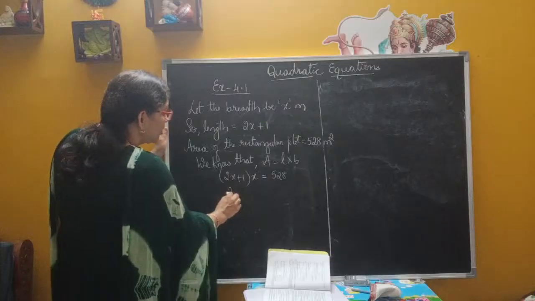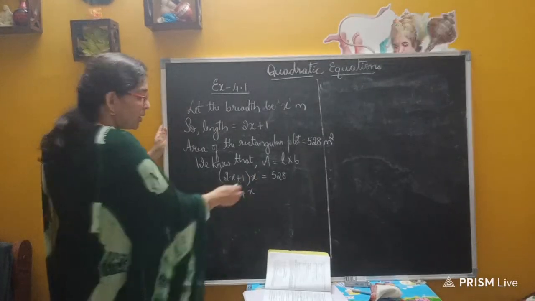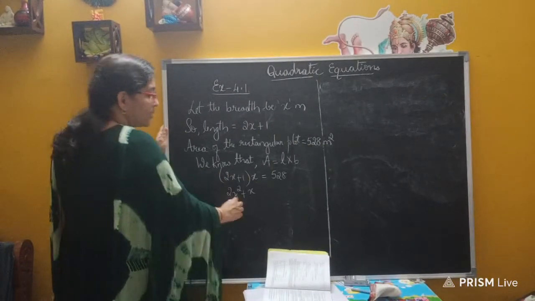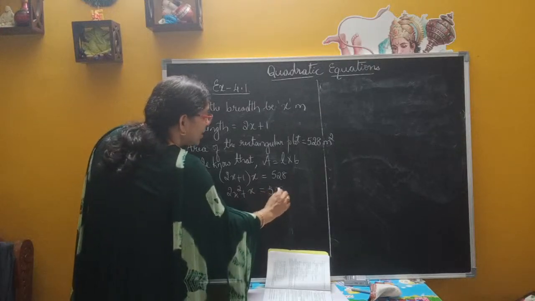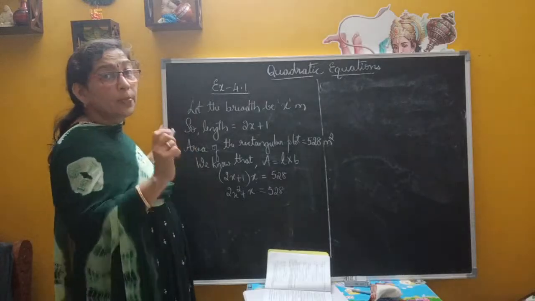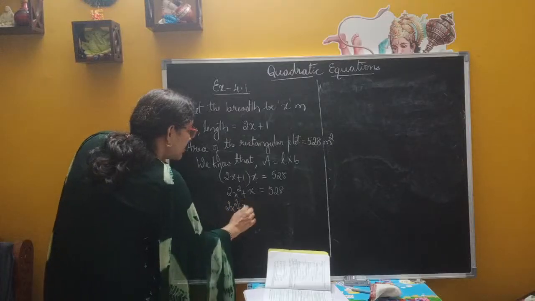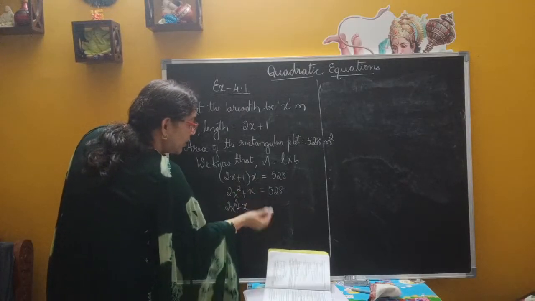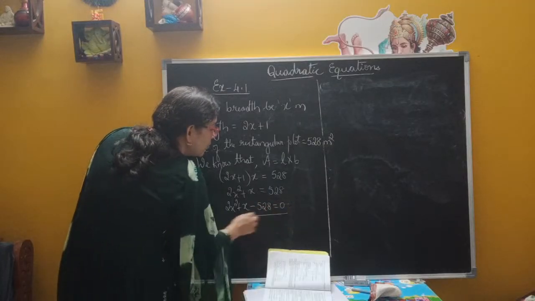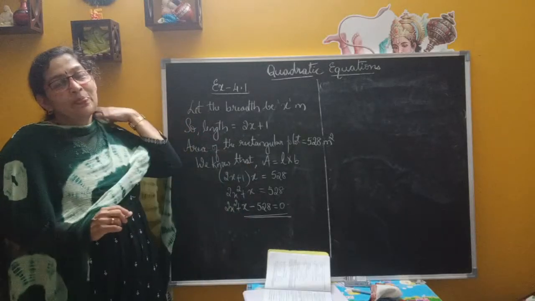Simplify this now. 2x into x, what do you get? 2x square, plus 1 into x, x. Or if you find it difficult, you can write x into 2x plus 1, that is 2x square plus x into 1 is x, is equal to 528. Bring it to standard form. What is the general form? ax square plus bx plus c is equal to 0. Let us write in that form. So 2x square plus x, I transpose 528 to LHS, so it becomes minus 528 is equal to 0. We got the quadratic equation. Finished. Is it not easy?